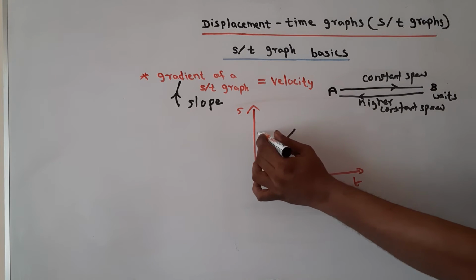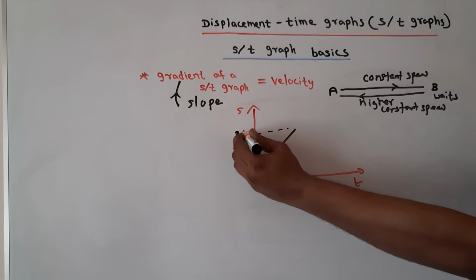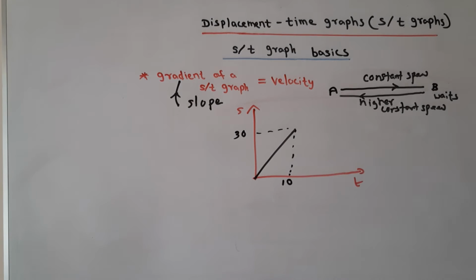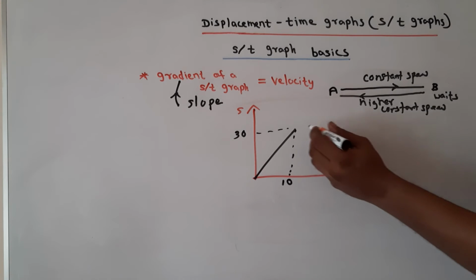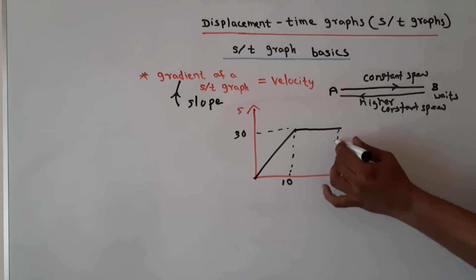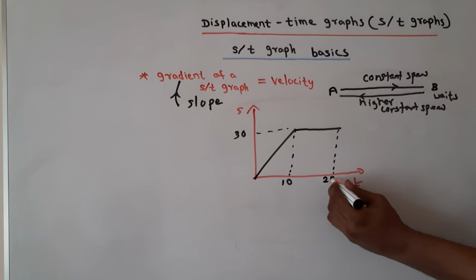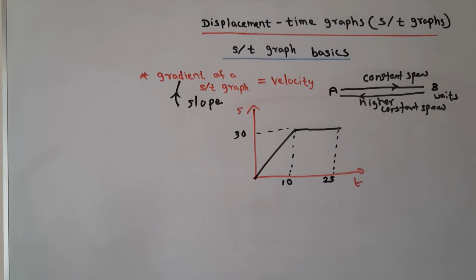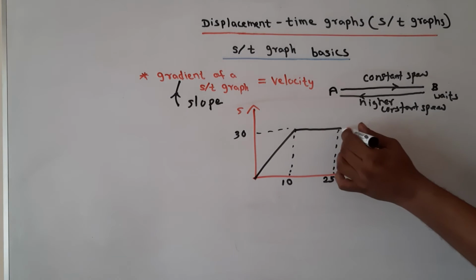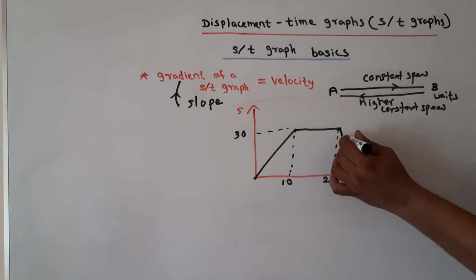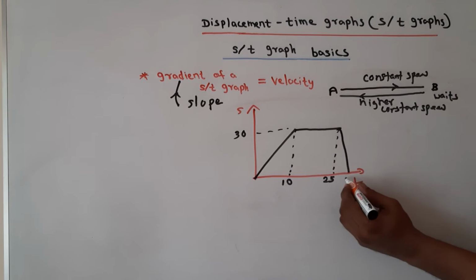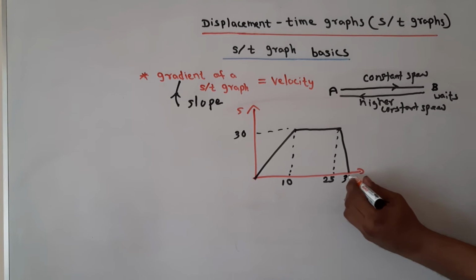We assume this is 30 meters, run in 10 seconds time, and you wait another 15 seconds. So this will be 25, and running back at a higher constant velocity. That means this line should be steeper. Shall we get this reading as 31?